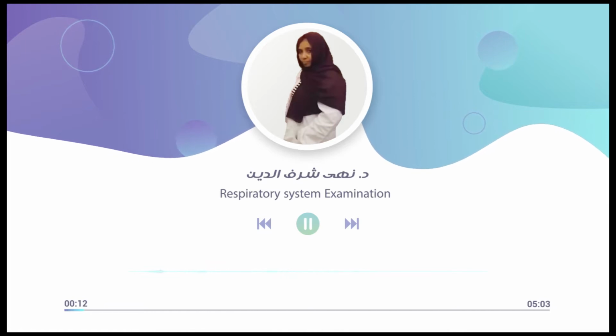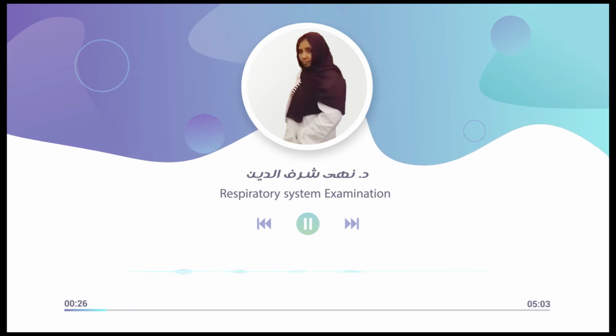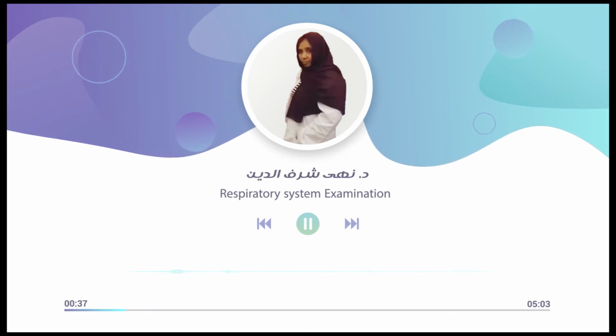Any system examination, as you know, is composed of inspection, palpation, percussion, and auscultation. Respiratory system examination differs from a small infant or small child to an older child. In a small infant, the examination is composed of just inspection and auscultation. In an older child, more than 3 or 5 years, you can do the whole 4 parts of the examination.